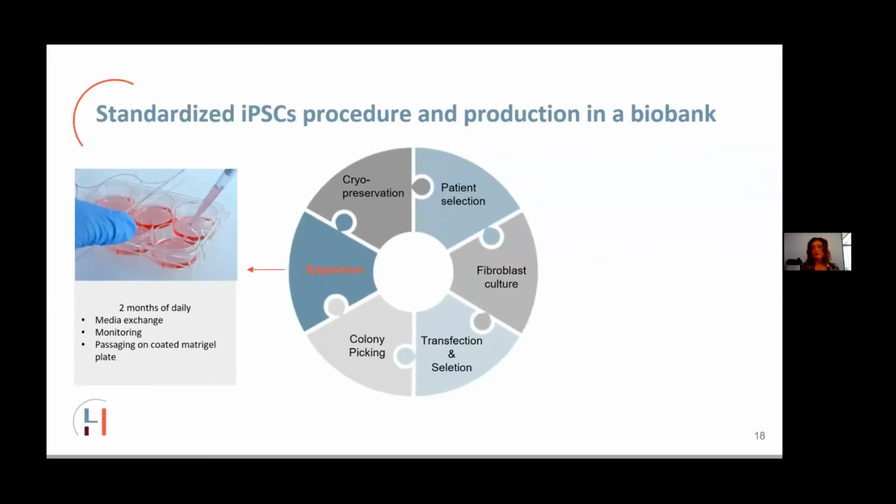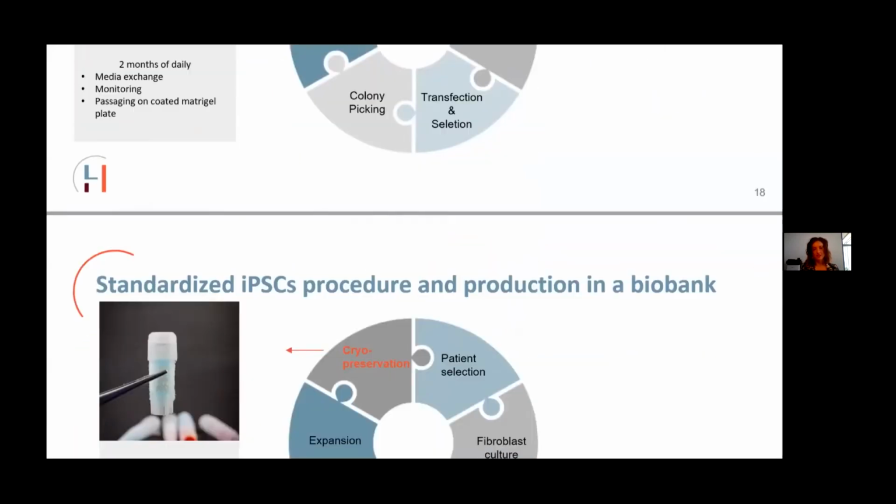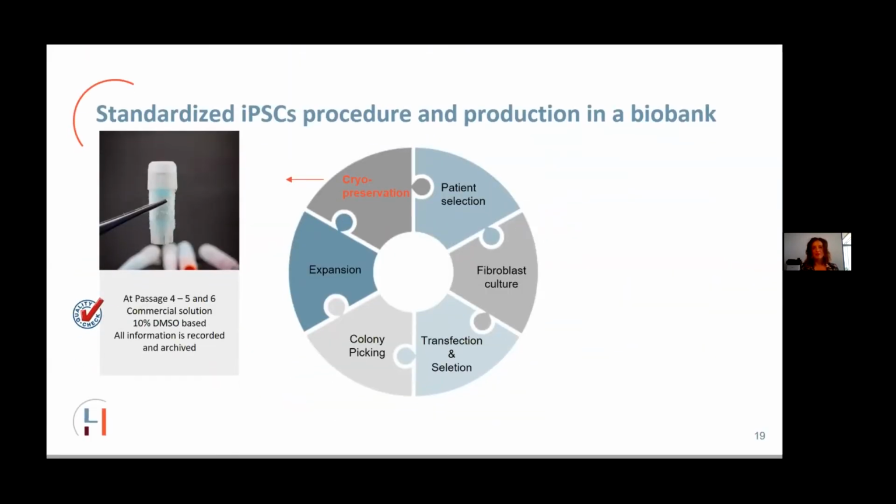Now, we are in the expansion phase. This phase lasts approximately 2 months. We exchange the media daily, we monitor the cells, and we do the passaging on Matrigel-coated plates. And then we can cryopreserve the aliquots and the cells. We cryopreserve at passage 4, 5, and 6 using a commercial solution, 10% DMSO based. This is also in order to standardize the cryopreservation step, and all information is recorded and archived.